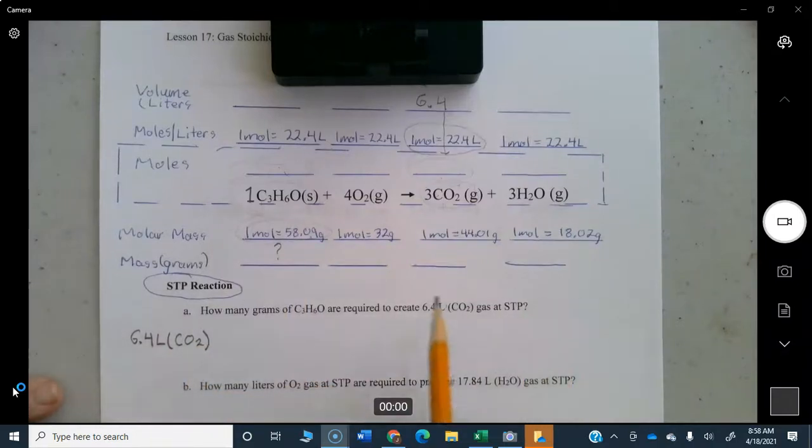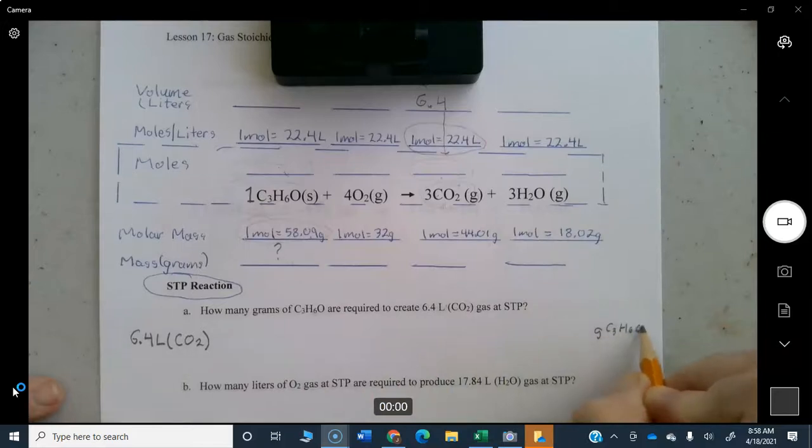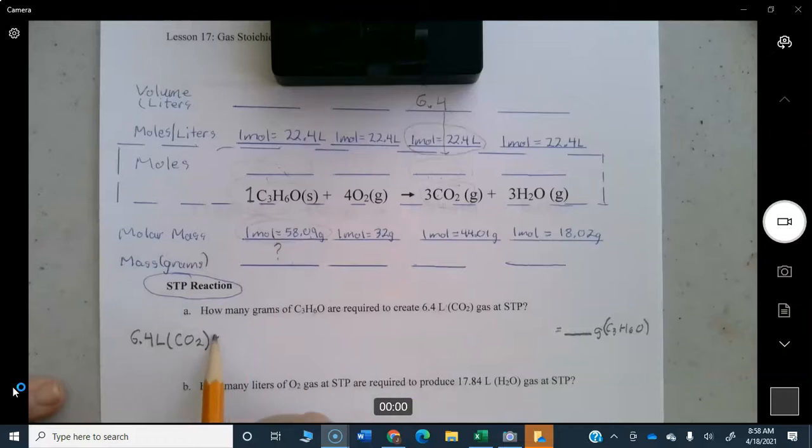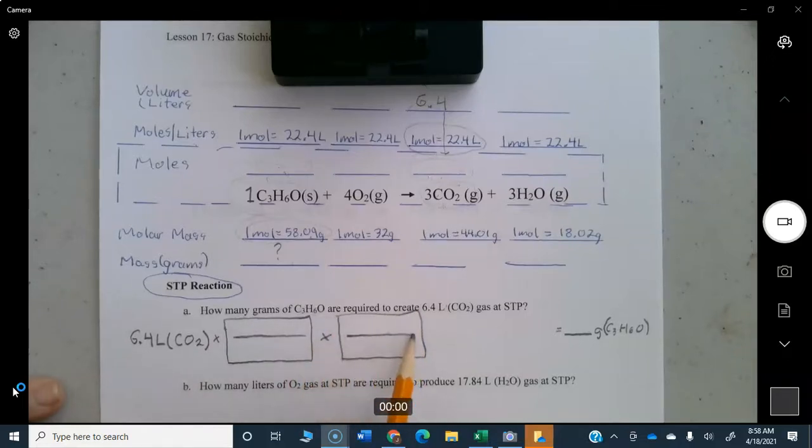Way over here on the right, we're looking for grams of C3H6O. Little line like that, okay? And we saw that we're going to have 1, 2, 3 conversions. So if you still like to draw the boxes, go ahead. Okay, so now your problem is set up.